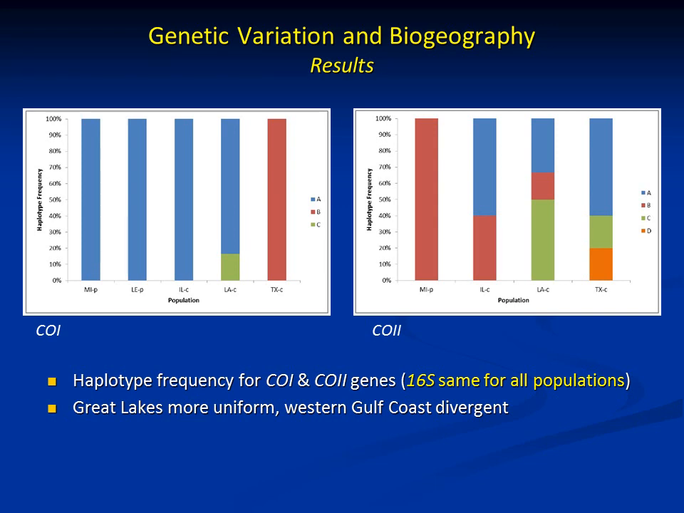And if we look at the CO2 gene, we see something a little bit different as well. Michigan only has 1 sort of consistent variation of that gene throughout that population. Illinois has 2, Louisiana has 3, and then Texas also has 3, but we also see this particular, what we call haplotype, that we don't see anywhere else in our other populations.